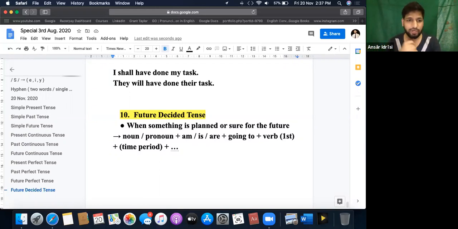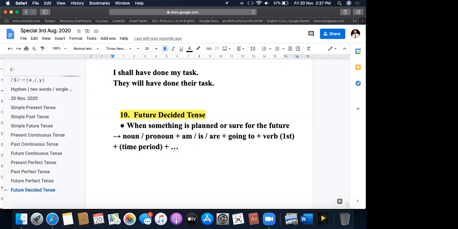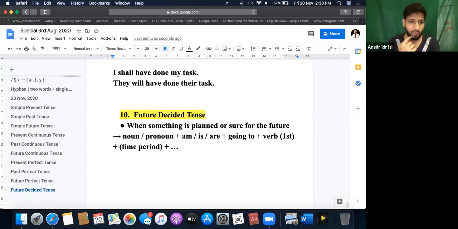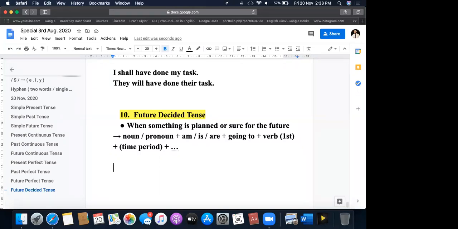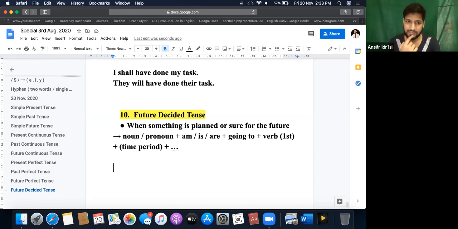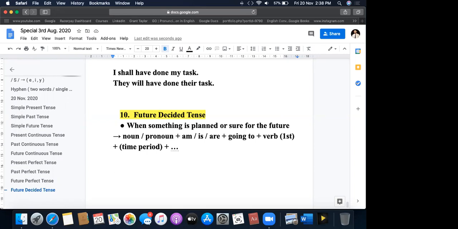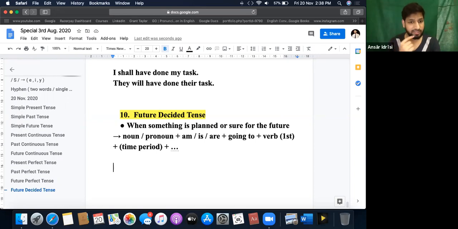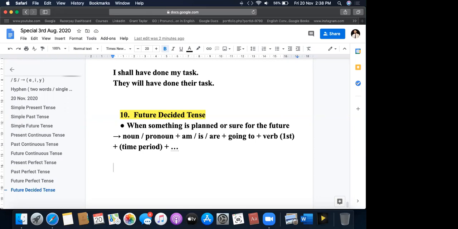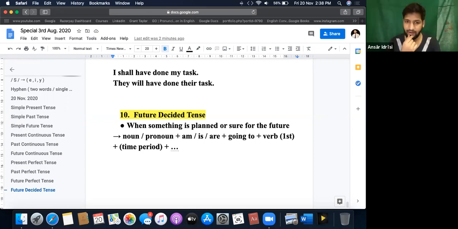But sir, what I have learned, we can't make the negative of going to, right? Why not? Why can't we make it? Sir, you said that we can't make the negative. If we want to make the negative, we want to make it with about to. When did I say this? Sir, I asked the same question to you some time ago, so you said it. If I have answered this, it might be in the recordings of future decided tense, and you can find it. Yes, sir, it is in the recording.